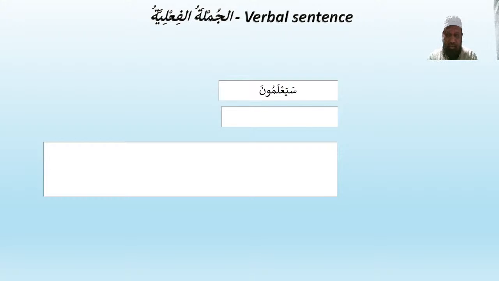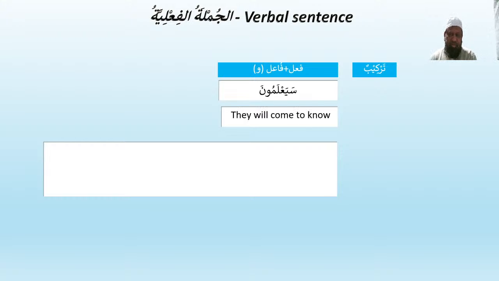سيعلمون. تركيب as a complete sentence. We don't need a مفعول for it. The فعل and fa'il. The fa'il is the waw. Translation: they will come to know. سيعلمون. In the Quran, many places we will see this. As soon as we say this, we'll be able to translate. They will come to know.